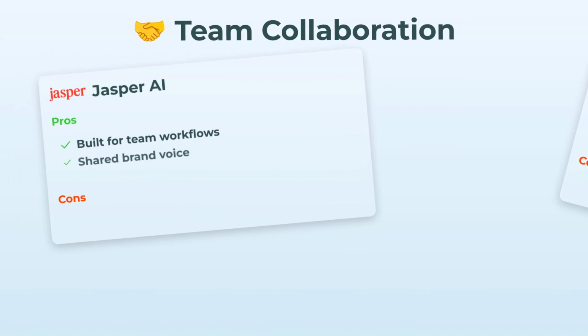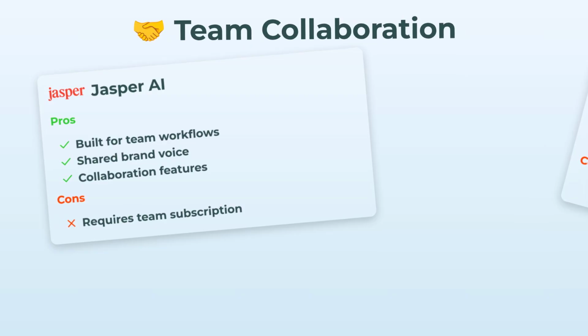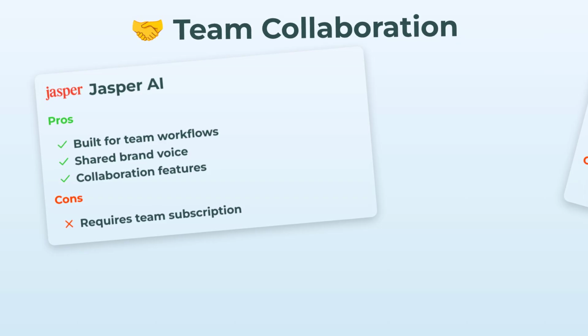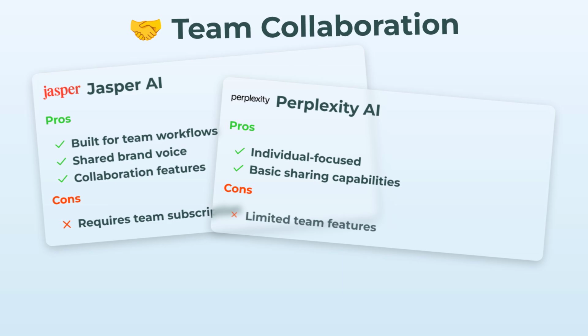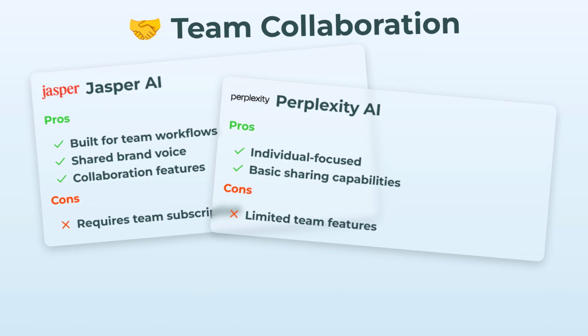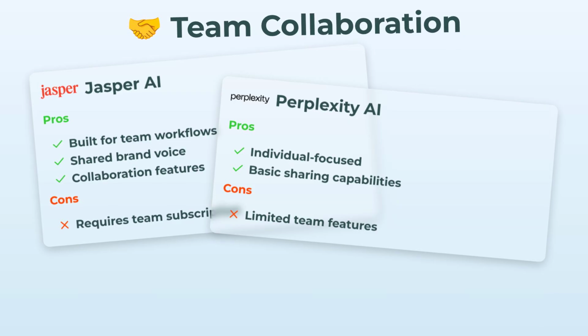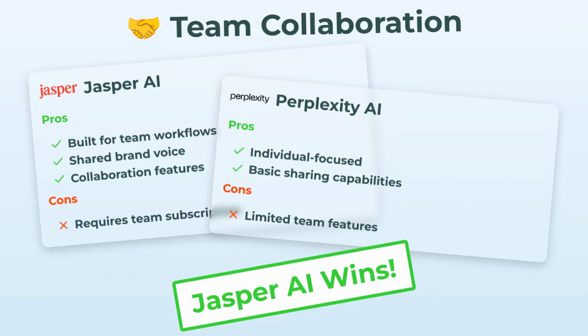Team collaboration. This one's interesting. Jasper's got it nailed. If you've got a team, you can share brand voice, bounce ideas, and basically work together like a well-oiled machine. Of course, you need their team plan. Perplexity is fine for individuals, and you can share stuff, but team features are kind of basic. So if you want to work as a squad, Jasper's the pick.